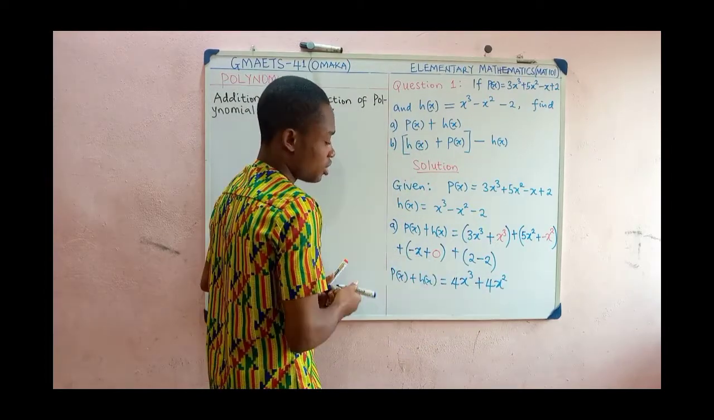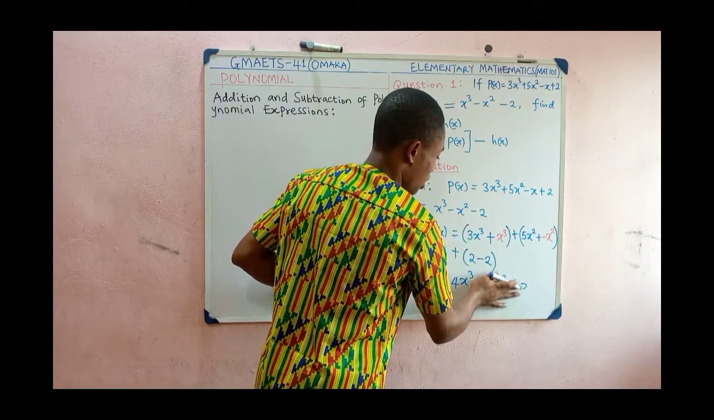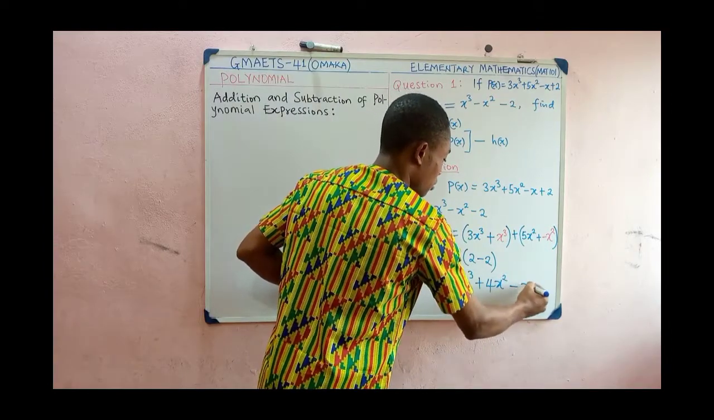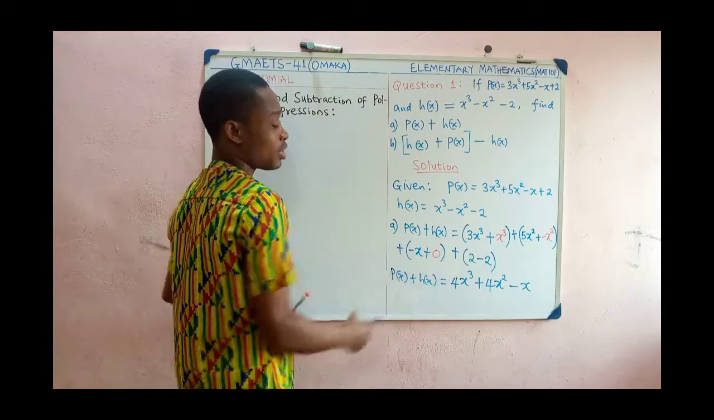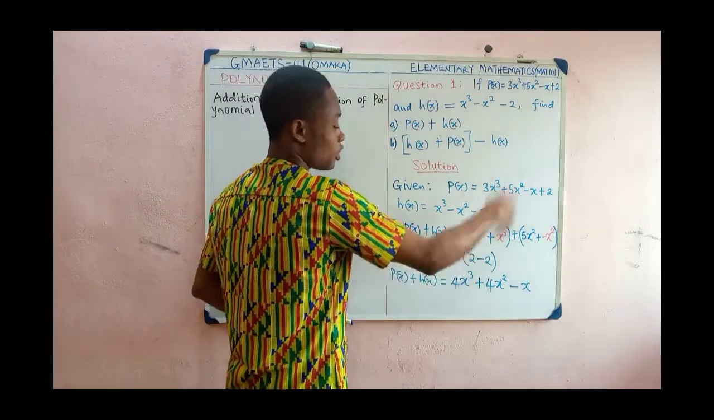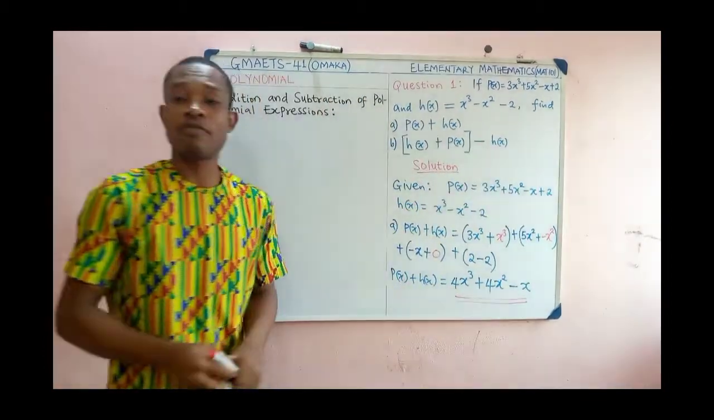Then you come over here. This is minus x plus 0, okay, that is going to be minus x. Minus x plus 0 is minus x. Then plus times minus, you maintain that minus. 2 minus 2 is 0, so it goes off. Therefore, this is the result of the addition.